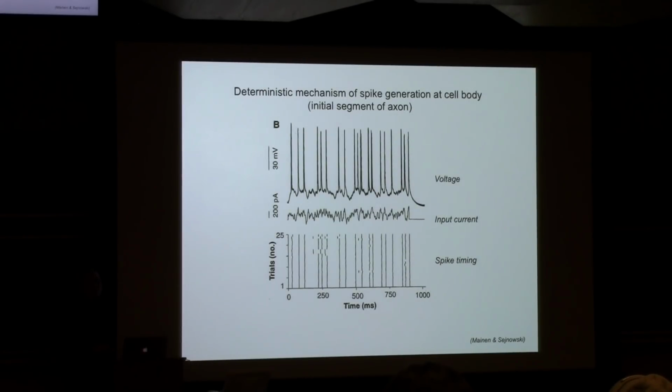Where does this randomness come from? There are some different ideas, but I just want to point out one fact: the spike generation is actually quite deterministic. Let me show this with an experiment. You inject current into the cell body, then we see how the voltage changes in time, with the action potentials. It looks like a random pattern, but of course this drive is generated by computer.